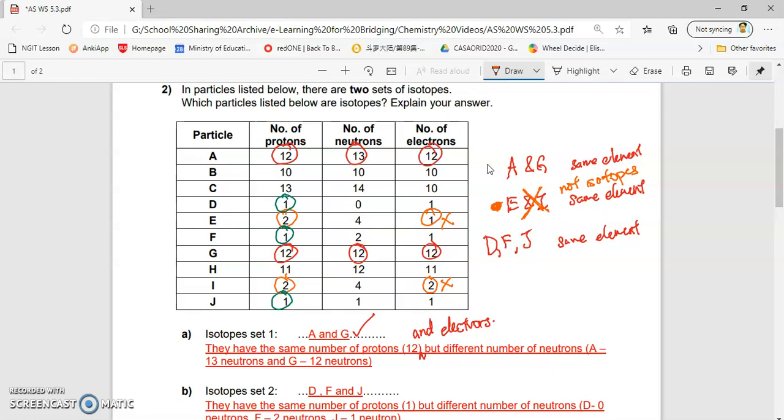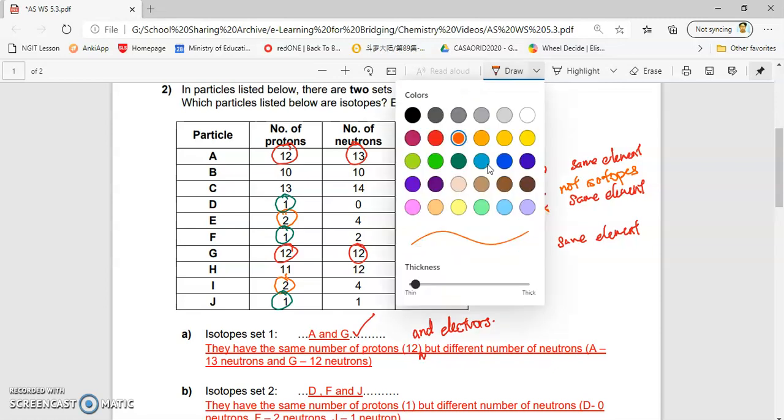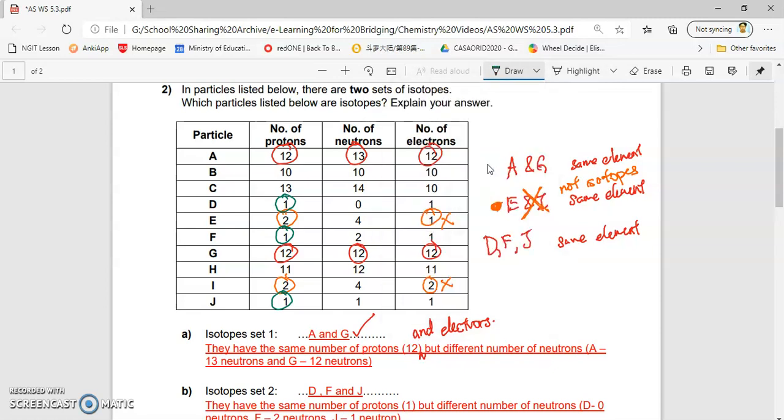Why are they not isotopes? Because isotopes also have same number of protons, same number of electrons. But you can see electrons here are different, so they are not isotopes. The last one is the green one. All have one proton. All of them have one electron, so same number of protons, same number of electrons. In terms of neutron, 0, 2, and 1. So yes, this is correct. This is also isotopes, D, F, and J.